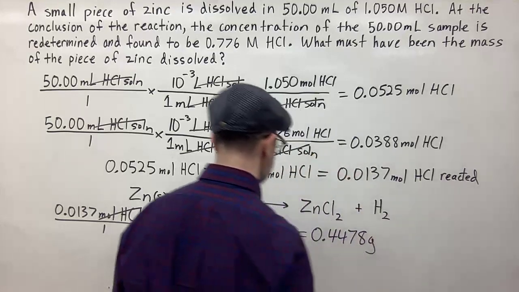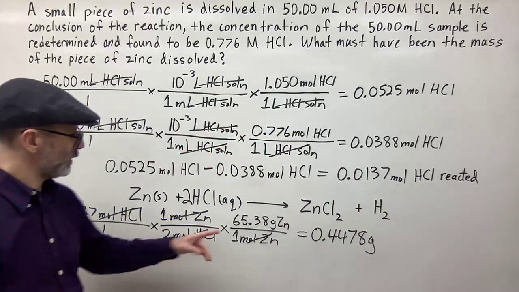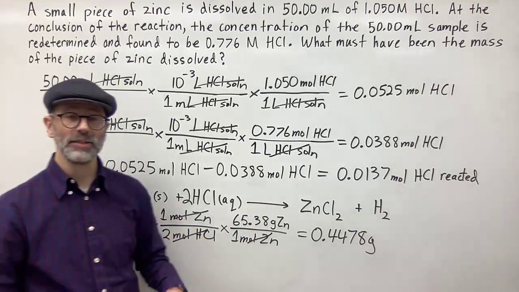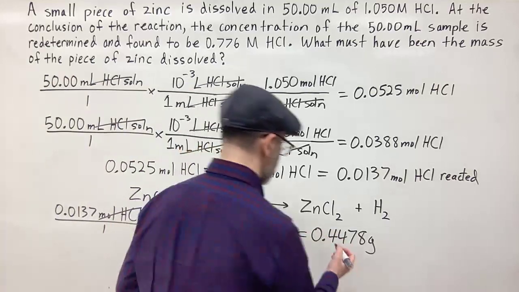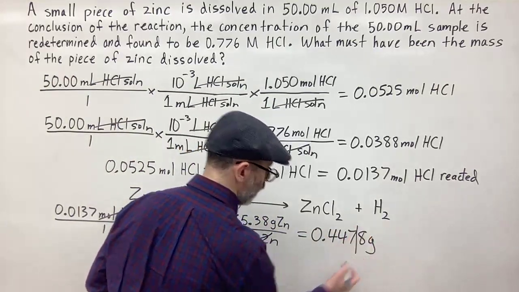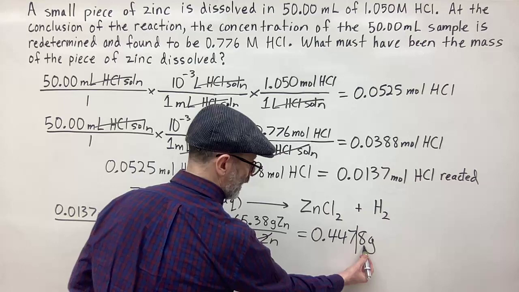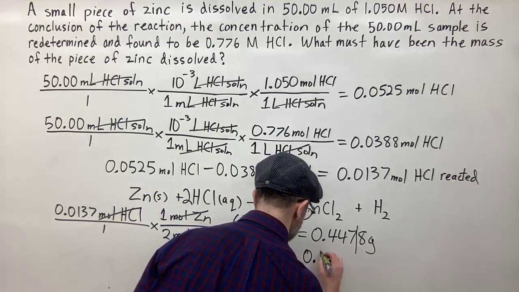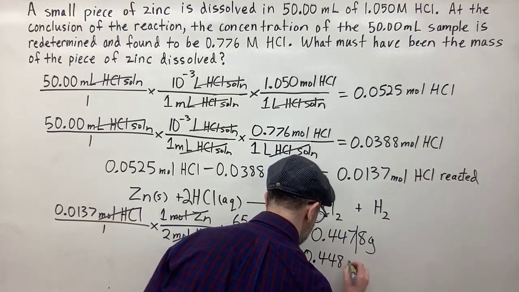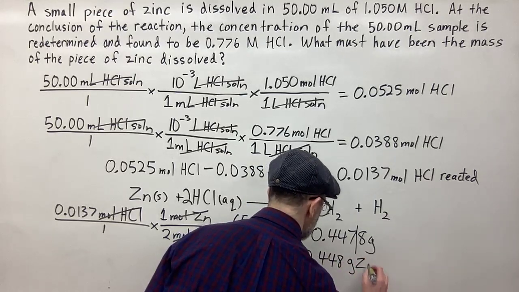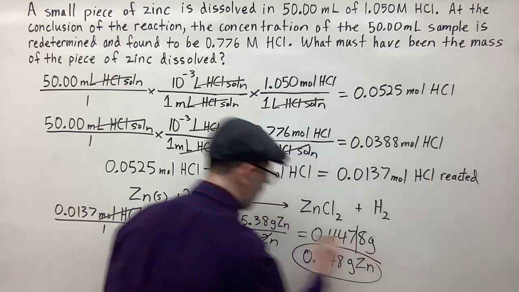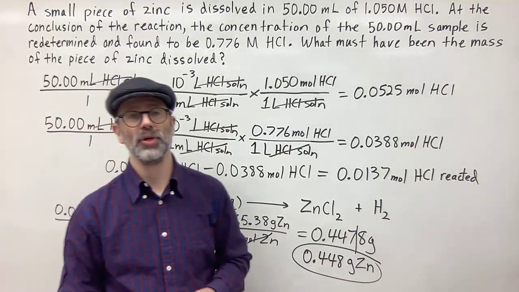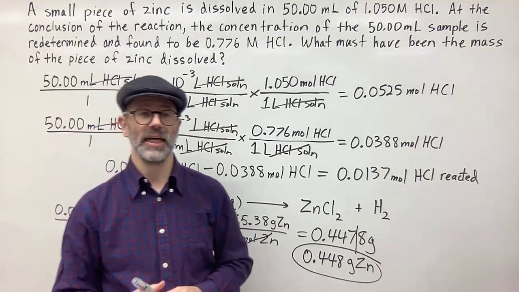0.4478 grams. However, I've got to pay attention to sig figs. I have 4 sig figs here and 3 sig figs here. So my final answer should only have 3 sig figs. So I get 1, 2, 3. Cut it off after the 7. I have an 8 here, so that means I have to round the 7 to an 8. So I get 0.448 grams of zinc. So that was the mass of my piece of zinc metal that I put into the 50 milliliters of HCl.